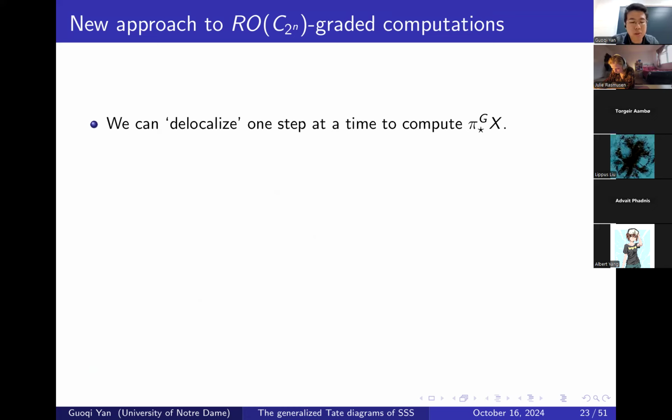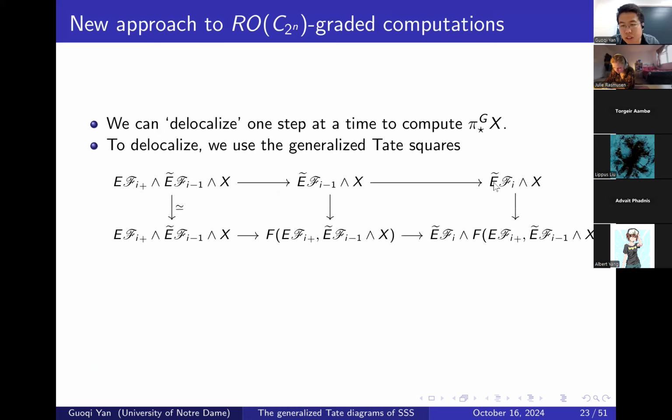So how do we do this backward induction? Assume we know the homotopy groups of E tilde F_i smash X. By backward induction, we can assume that. And now we want to understand E tilde F_{i-1} smash X. Using the Tate diagram, it is enough to understand the F_i-completed part of this homotopy group.